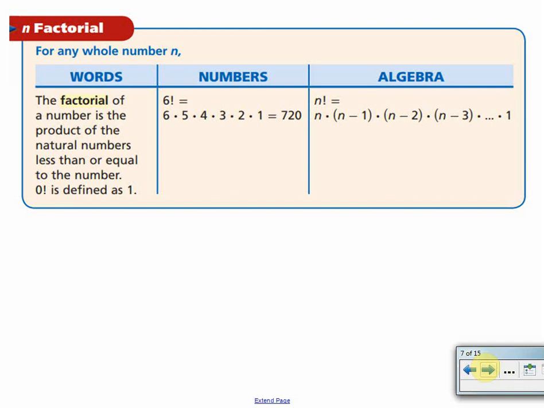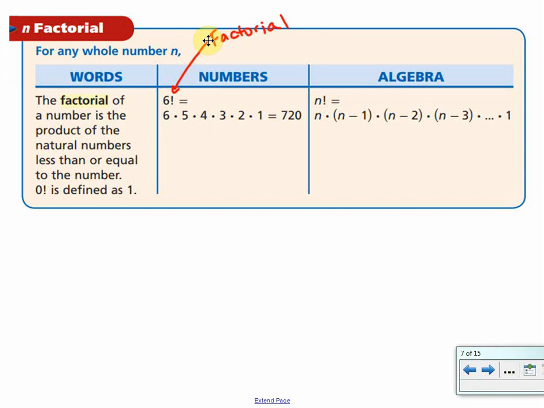This is what's known as factorial. You'll see this exclamation point. That's an operator. It means factorial. Like a plus sign is an operator that tells you to use addition, and a minus sign is an operator that tells you to use subtraction. The exclamation point in math is an operator that tells you to do a factorial. And a factorial is the product of the natural numbers less than or equal to that number.